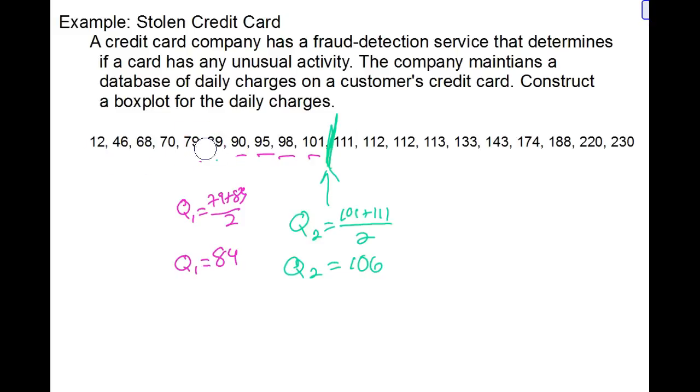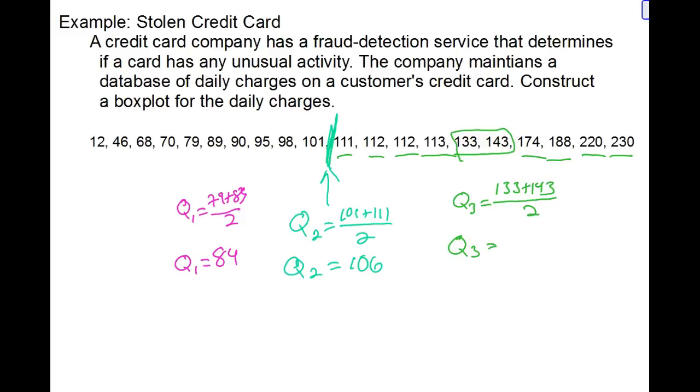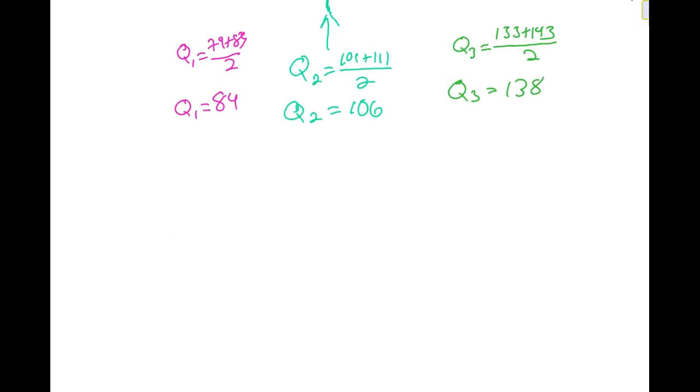And again, I'm going to delete these so it'll help me a little bit later with outliers. Then I'll do the same thing here with the upper half. And I've got 133 plus 143 for my Q3, and divide by 2. So Q3 is going to be 138. And delete my other items. Now that I have my quartiles, I can identify my lower boundary and my upper boundary.